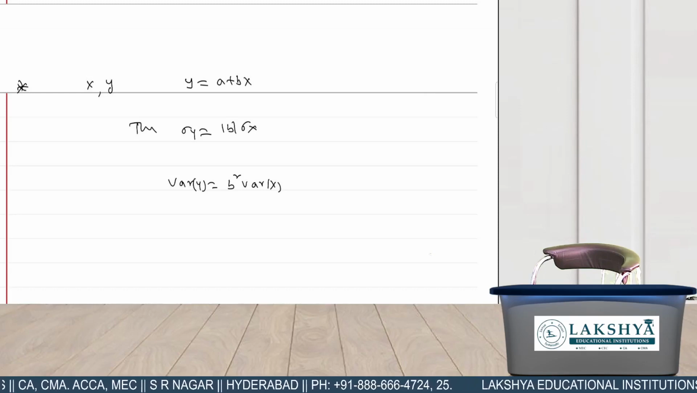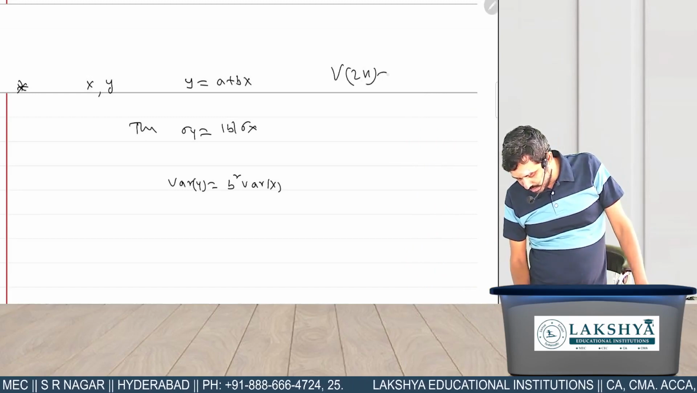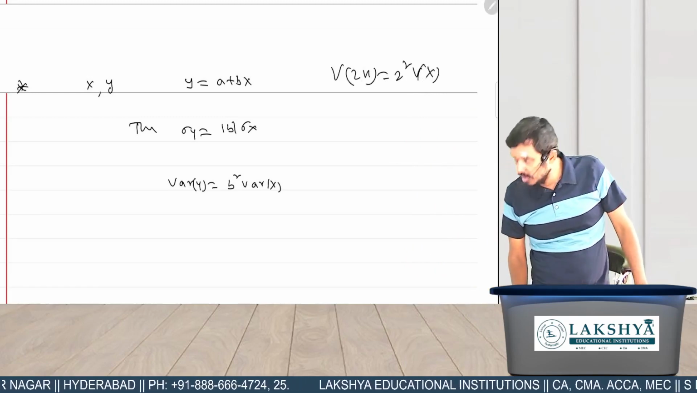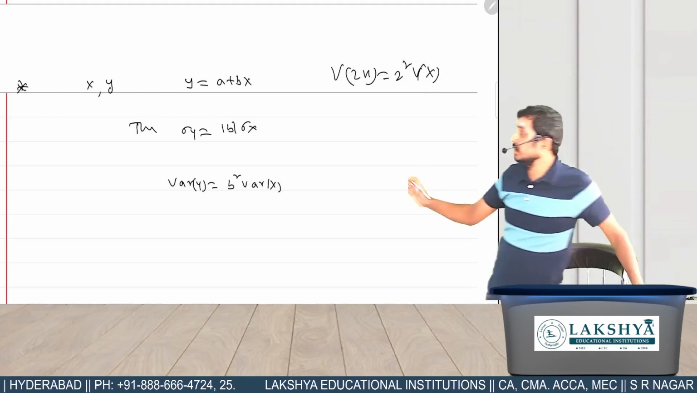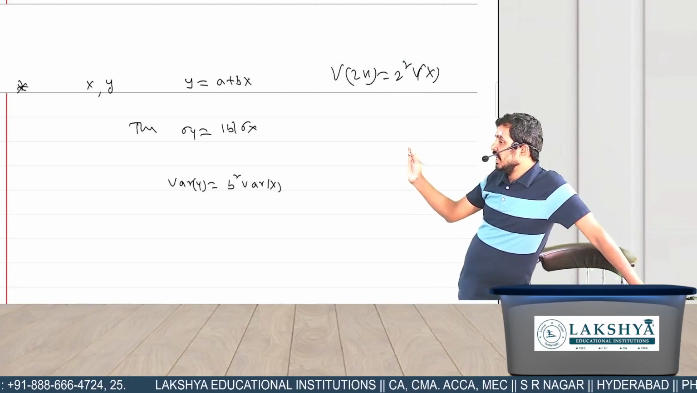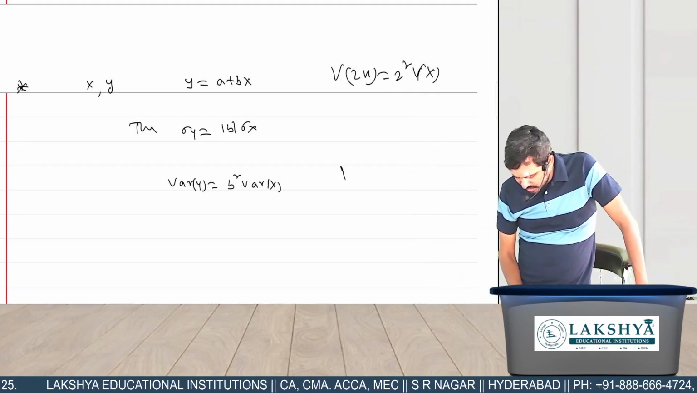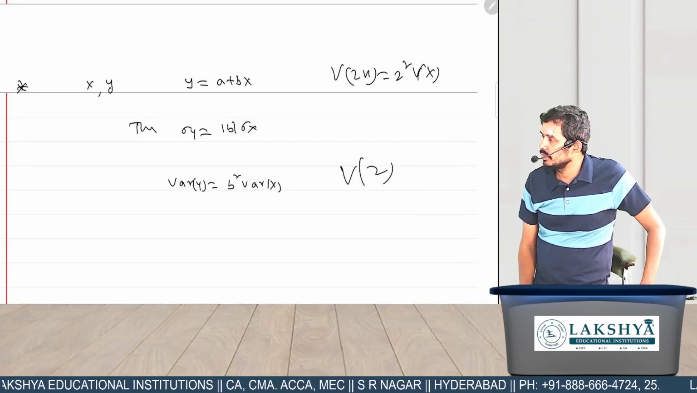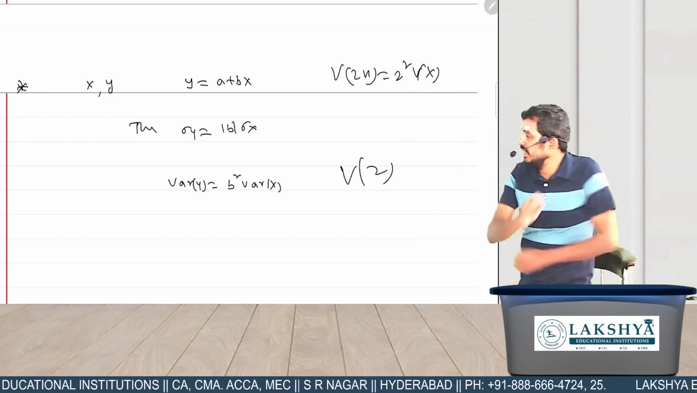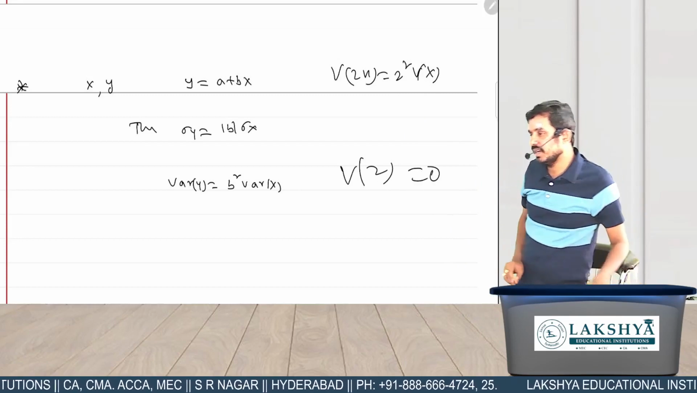Remember this point. If the question says variance of 2x, we write it as 2 square into variance of x. Don't write it as 2 into variance of x. All of you understand? Because while taking any constant outside from the variance, automatically it becomes a whole square. What is variance of 2? What is variance of 2? It is 0.